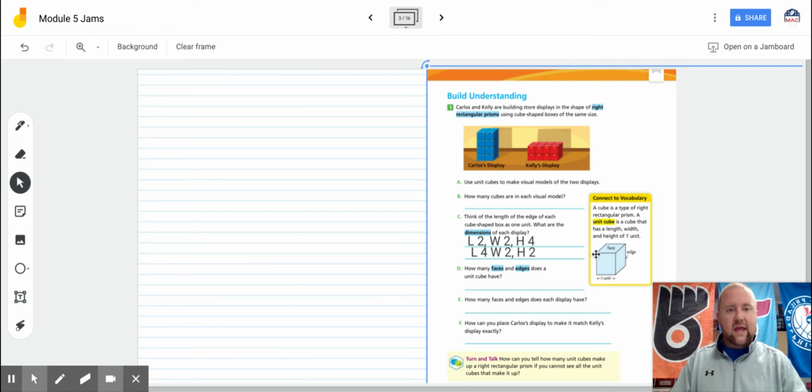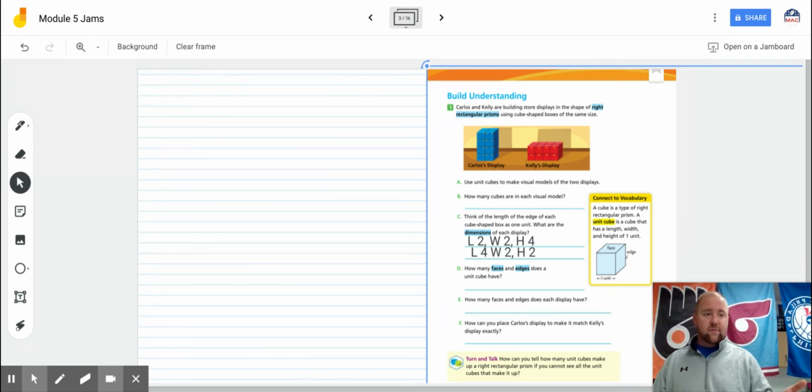So looking at any cube, again, I have a tissue box. I know it's not a unit cube, but I have other items here that are cubes. I need to think every unit cube, no matter what, has a front and a back, so that's 2. The sides, that makes 4. And then the top and the bottom makes 6.